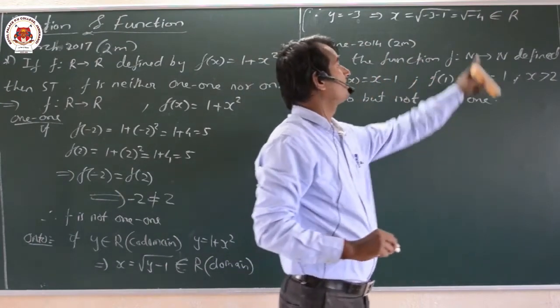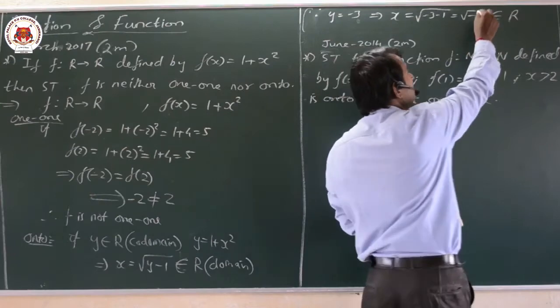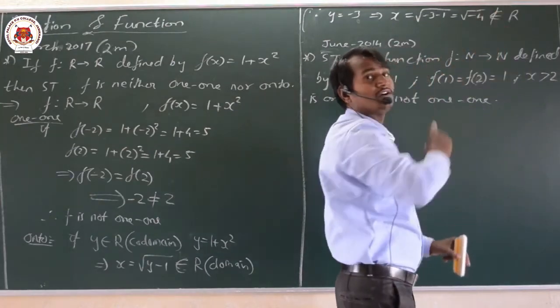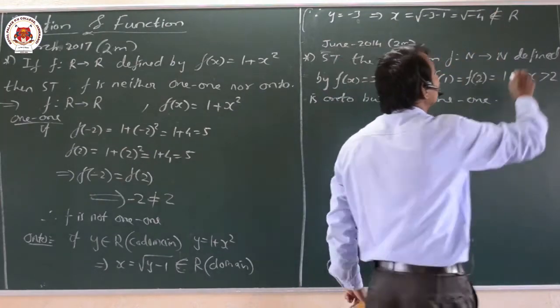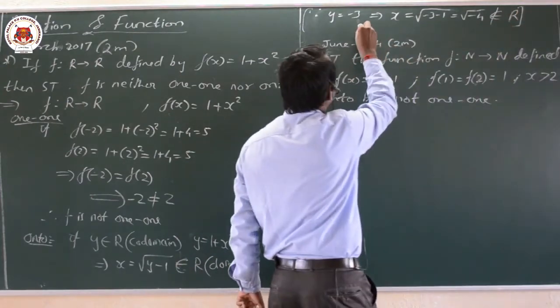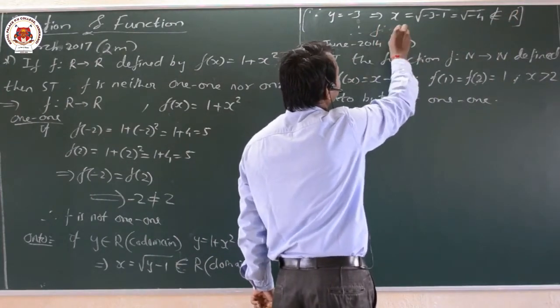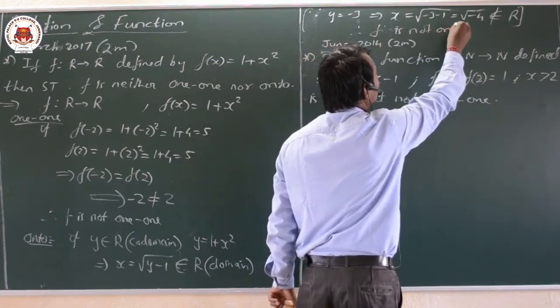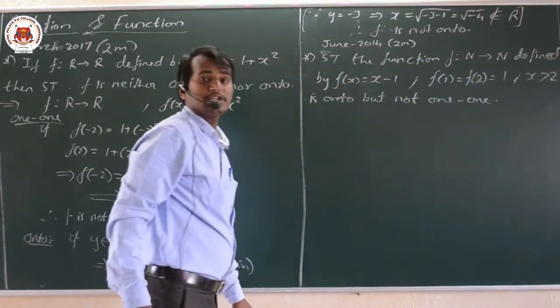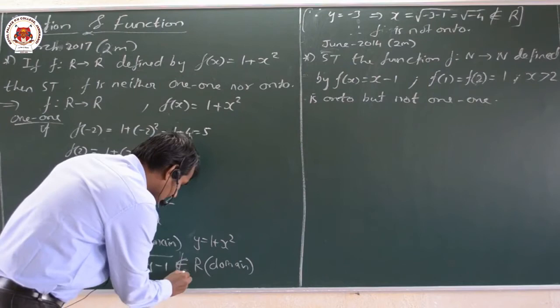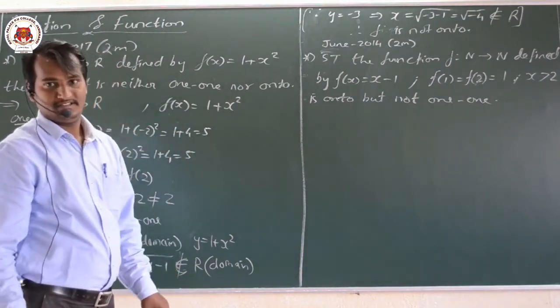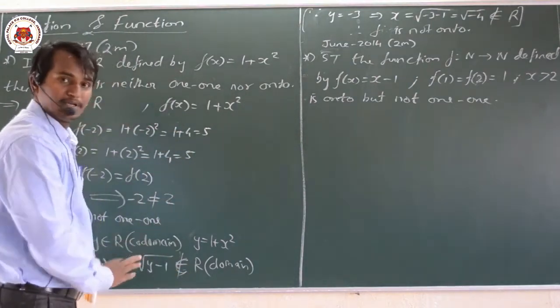Why? Because square root of minus 4 is a complex number. It is not a real number. Therefore, f is not onto. Therefore f is not an onto function. Here you have to write, x does not belong to R. Okay, it is a very simple example.